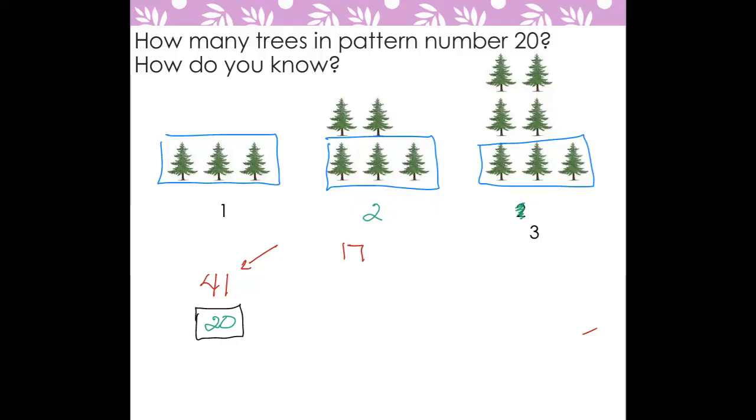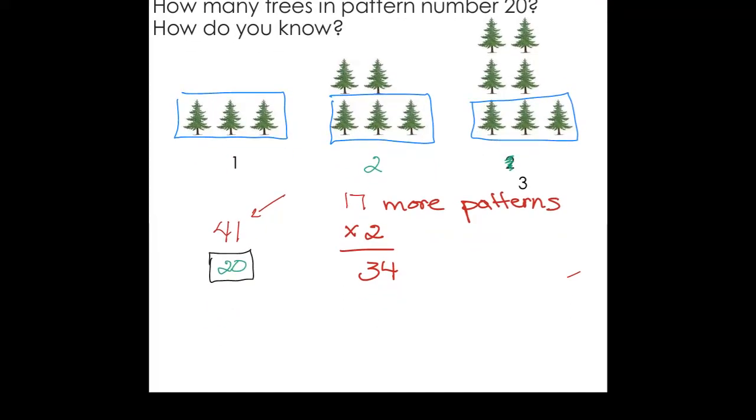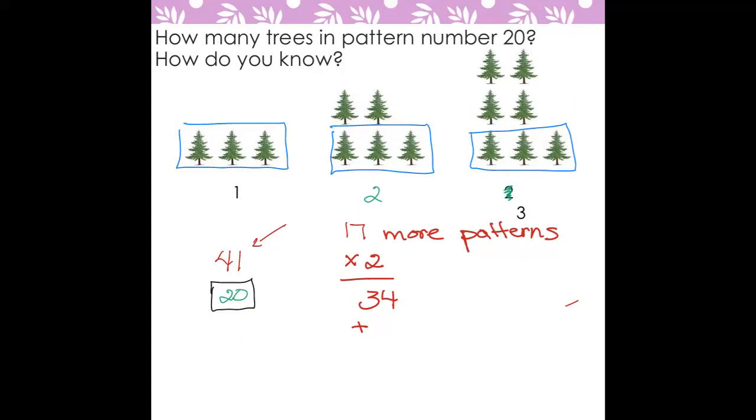I multiplied that 17 by 2, which gives you 34. And then I added the number of trees on figure 3, which is 7, so 34 plus 7, which gives you 41. So 34 plus the 7 from figure 3. Is that what you're saying? From figure 3, gave 41. Okay. All right.